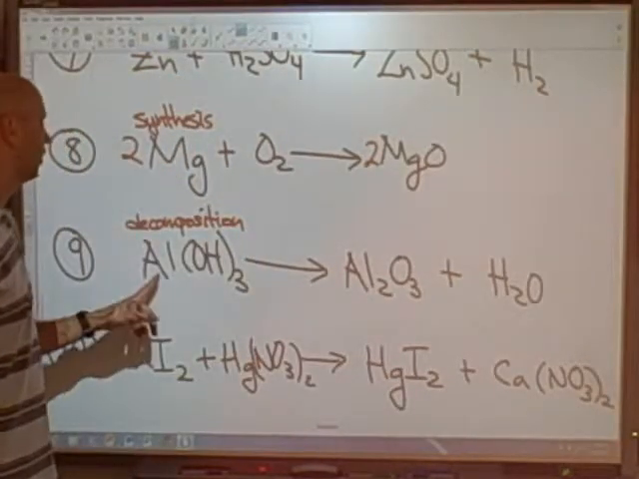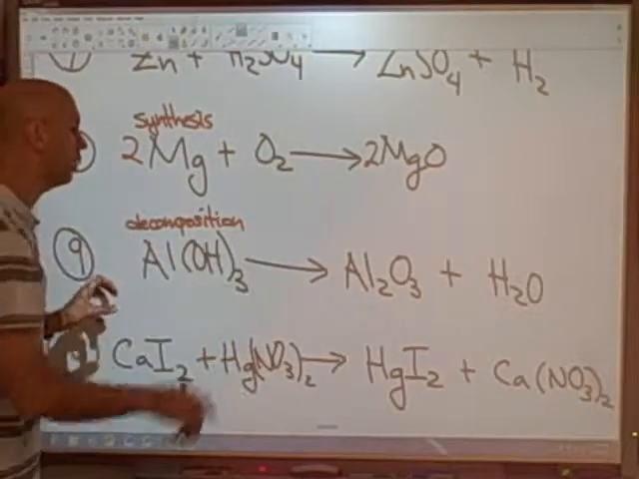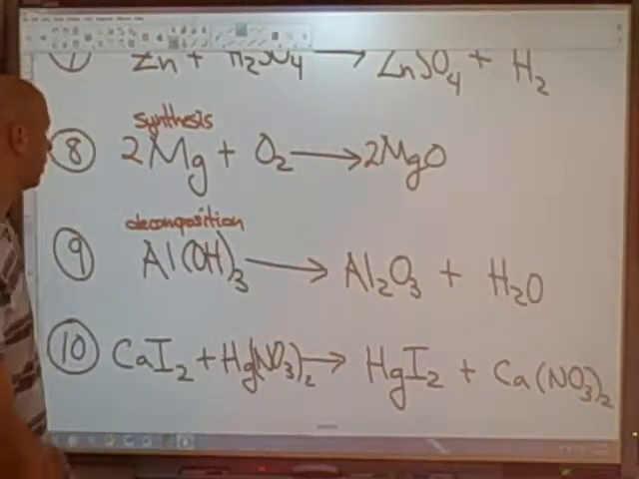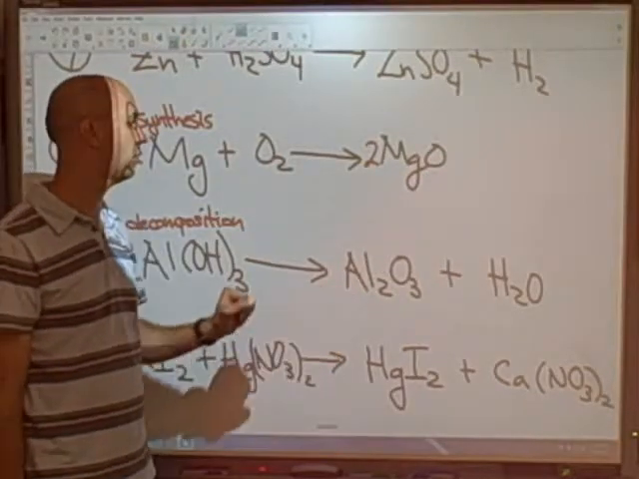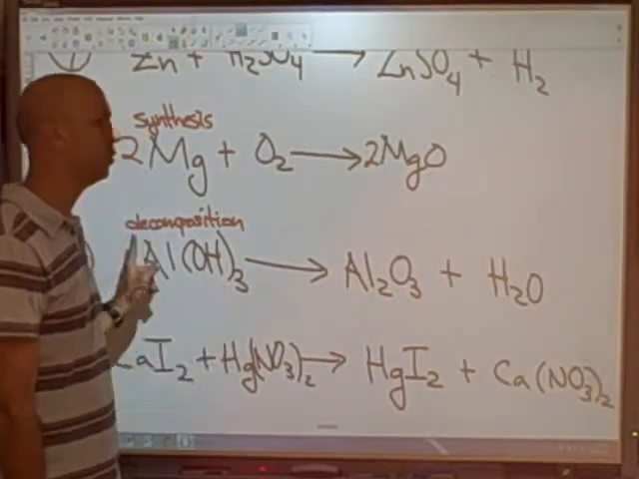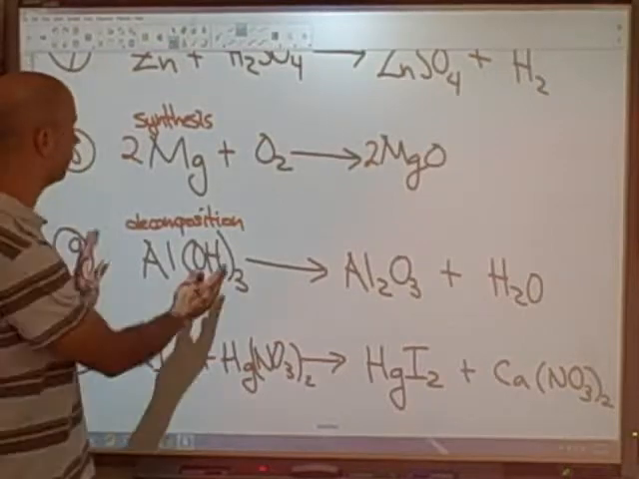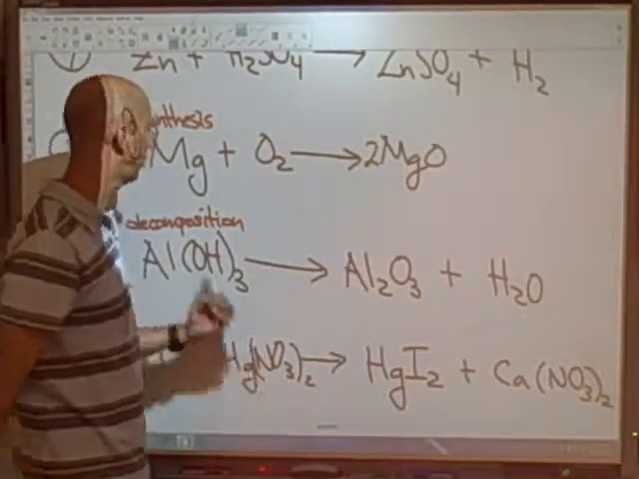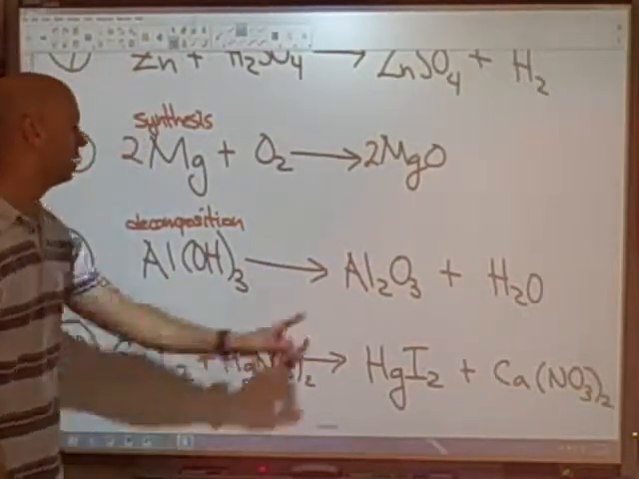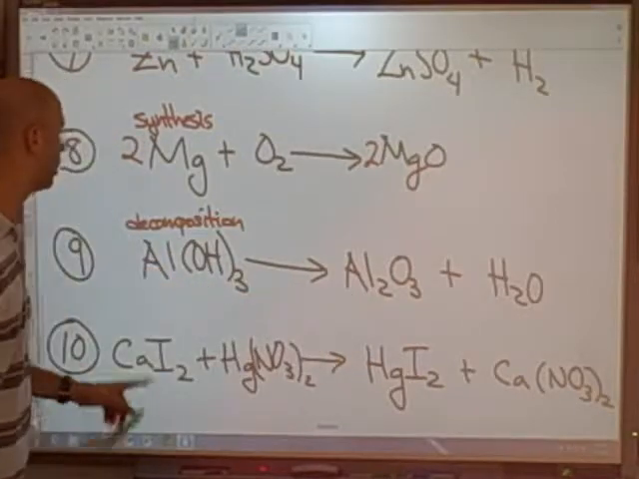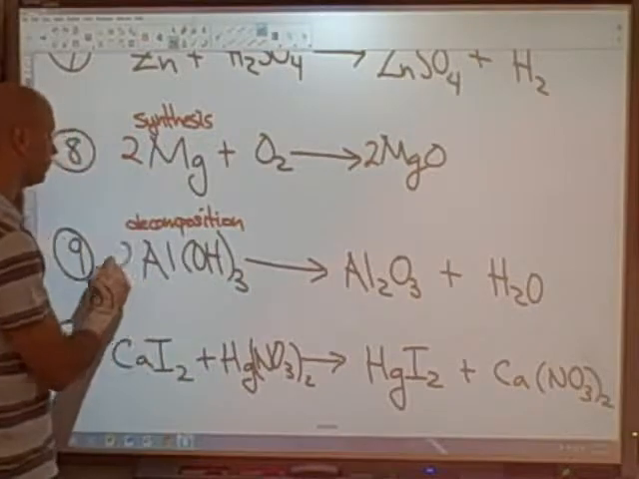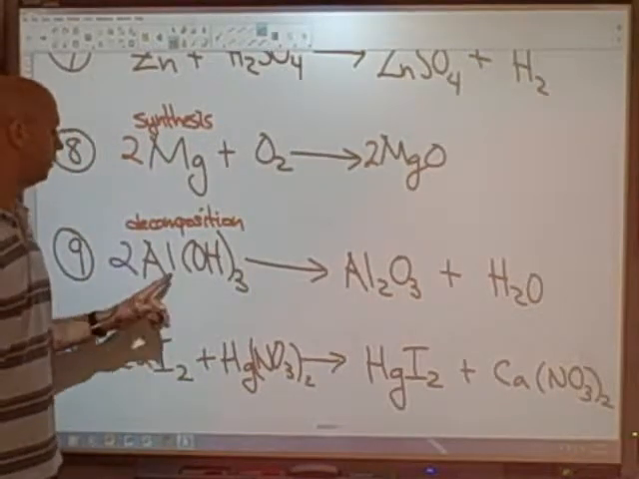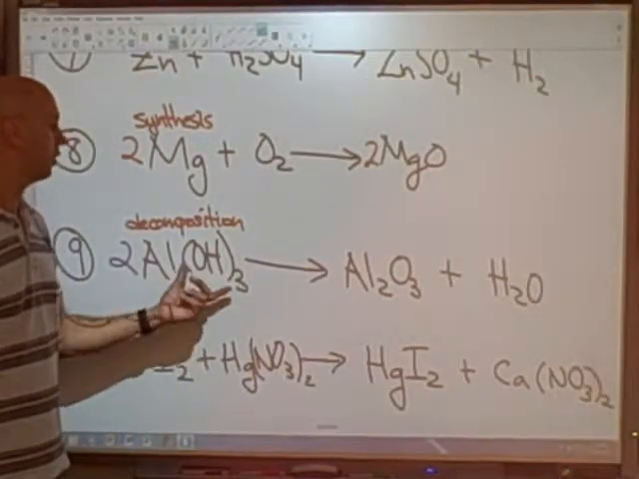All right, so on this one, what we've done is we've broken them apart. I wouldn't require that you predict the products of this. What I would require is that you determine what type of reaction it is. Since we started with 1, we ended up with 2, we're going to call it a decomposition. To balance it, I've got 2 aluminums there, I've got 1 here, so I'm going to give it a 2.